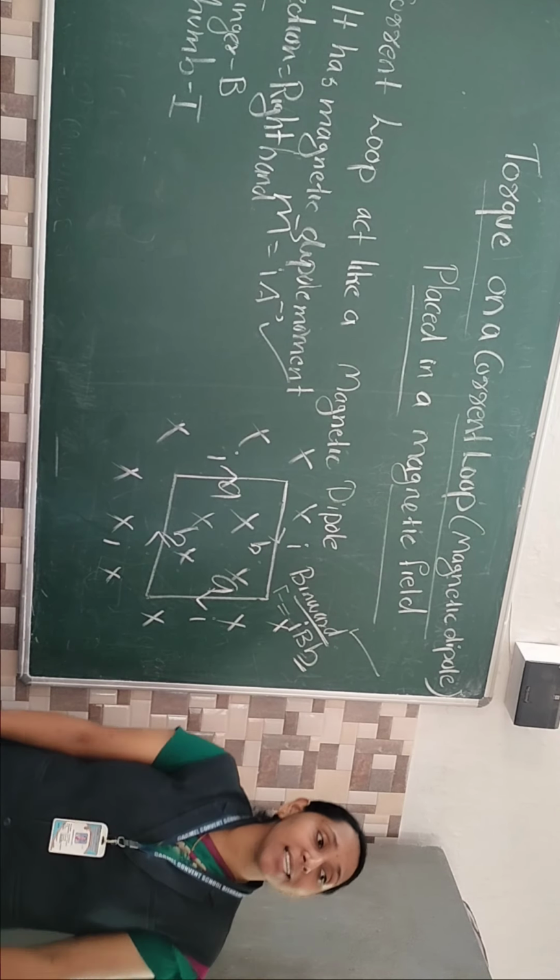The same force is here also. F equal to the same magnitude. What is the magnitude expression? I, B, B for the magnetic field. A. A, very good. A is the side here. Clear everyone? Then in the next side, the magnitude of the force is the same, but the direction is different.